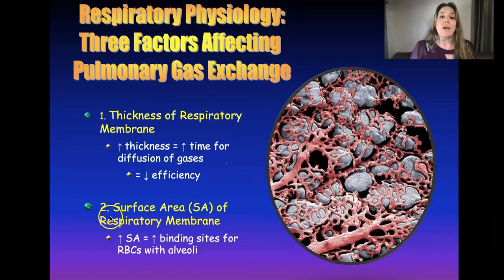2, the surface area is very important. So again, the reason why you have all these branches and bubbles is you're increasing the surface area, and that gives more binding sites for erythrocytes, red blood cells, to come in contact with the alveoli so that gases like oxygen and carbon dioxide can be exchanged.